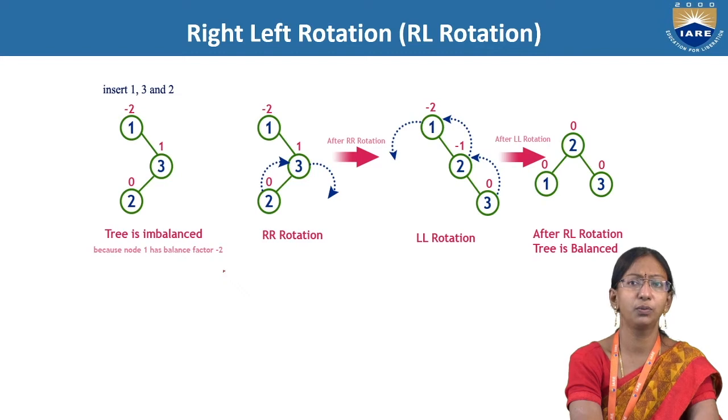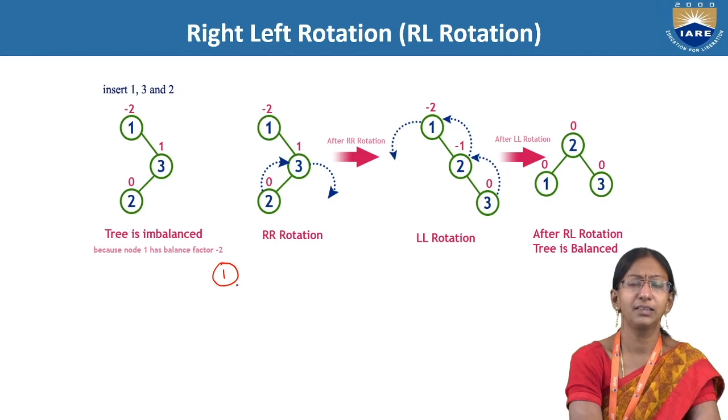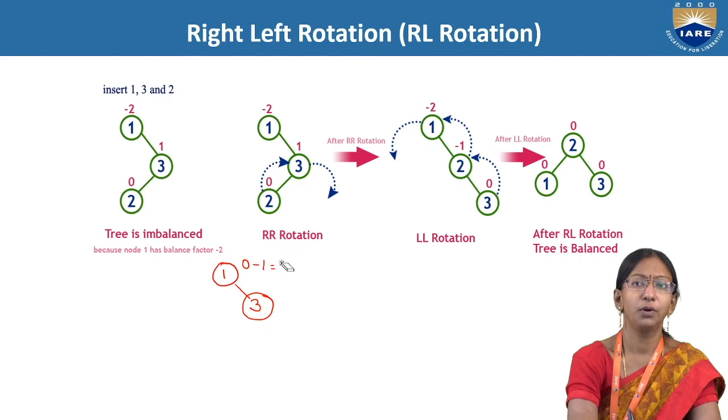Initially, I'm going to insert 1. As this is the only node, no violation of balance factor. Next, 3. As 3 is greater than 1, it becomes the right node of 1. So balance factors: 3 is a leaf, so 0. For 1, it is 0 minus 1, which is minus 1. And even now, there is no problem. The problem will arise when we insert 2.